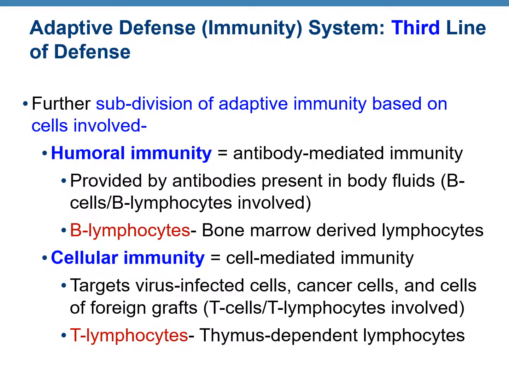Cellular immunity is known as cell-mediated immunity because here antibodies are not involved. The kind of lymphocytes that elicit this kind of immunity is the T cells or the T lymphocytes. T stands for thymus-dependent lymphocytes. That means these lymphocytes have to go to thymus gland, get the hormones, thymosin and thymopoietin, to mature into adult T cells.